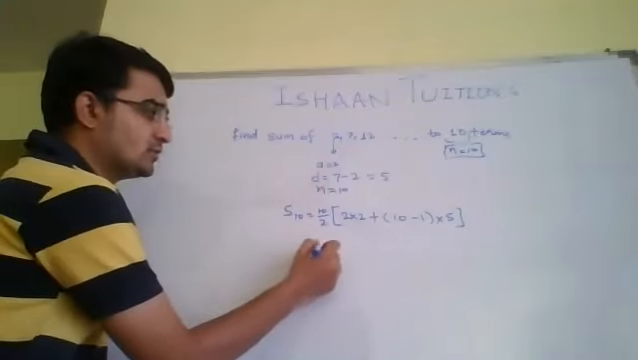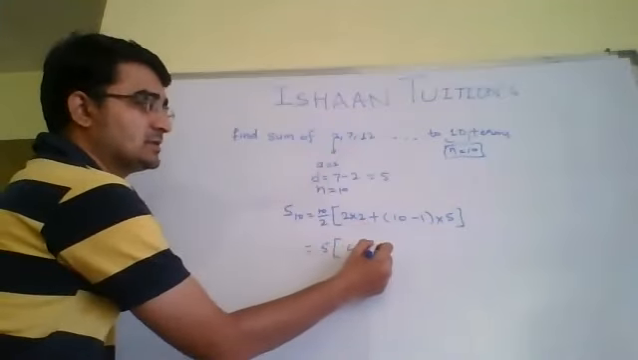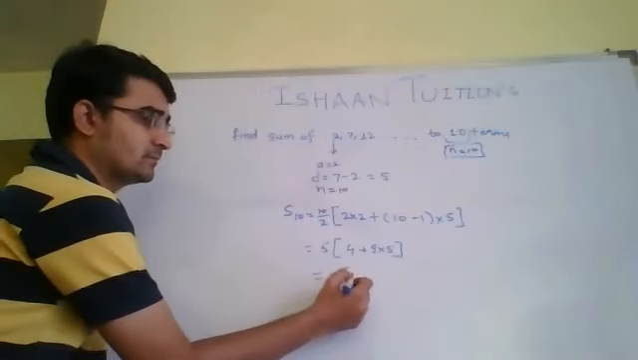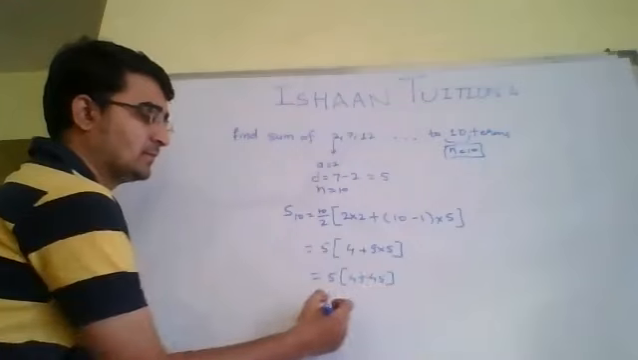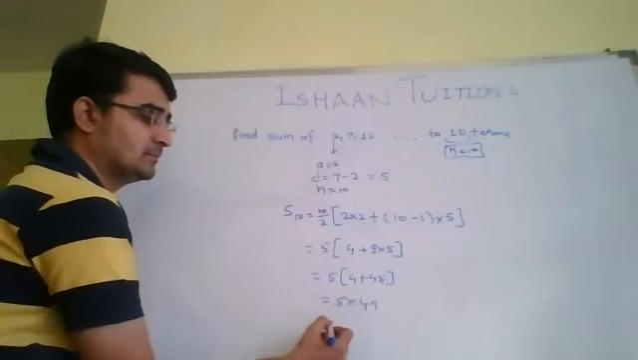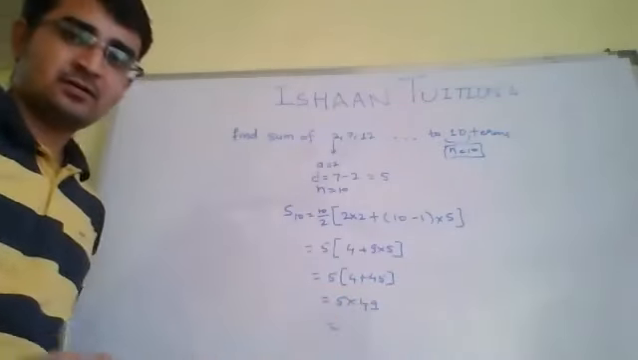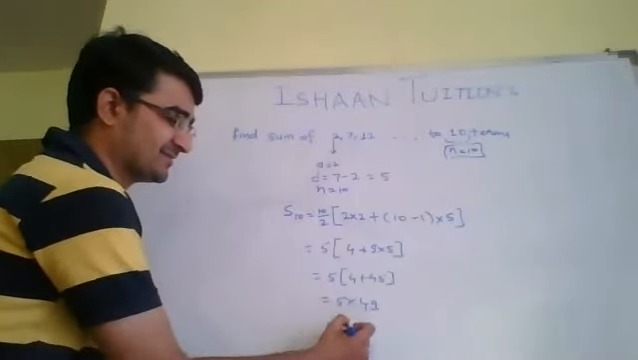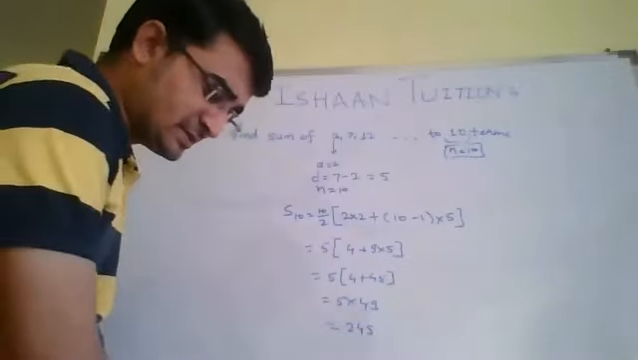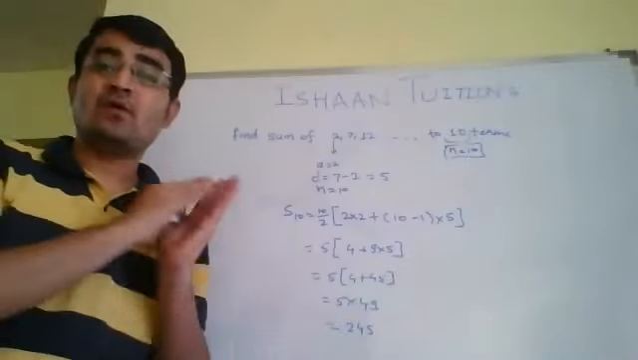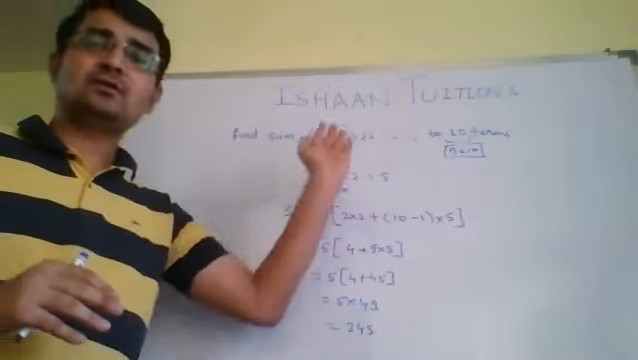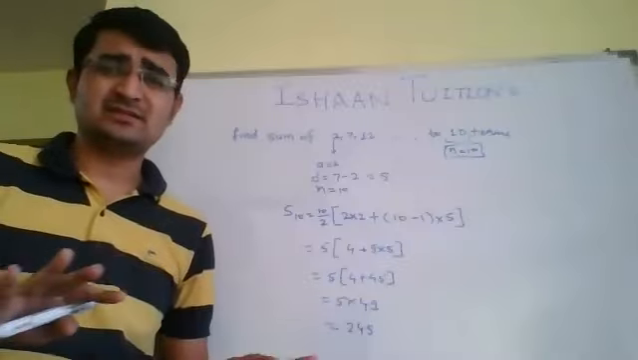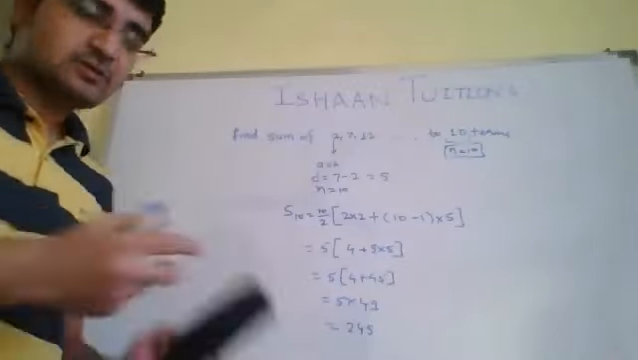Let's solve this now. 5 into (4 plus 9 into 5). 9 into 5 is 45. 5 into 49, so what is 5 into 49? You can calculate and tell me. So that's the answer: 245 is the sum of all the terms like 2, 7, 12, and it goes on up to 10 terms. This is how it is. This is the first very basic question. Let's start with the next question now.